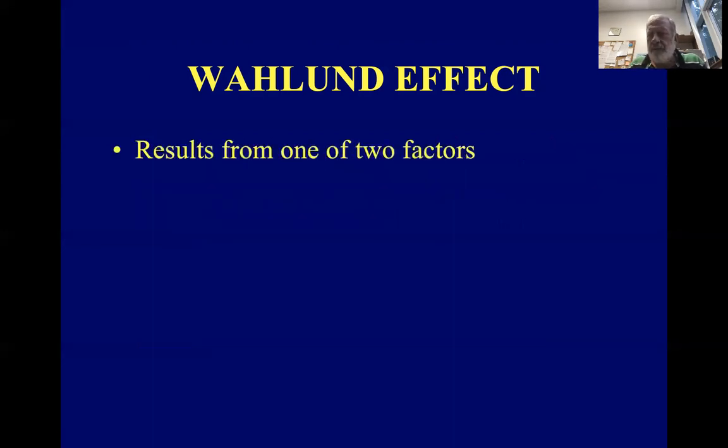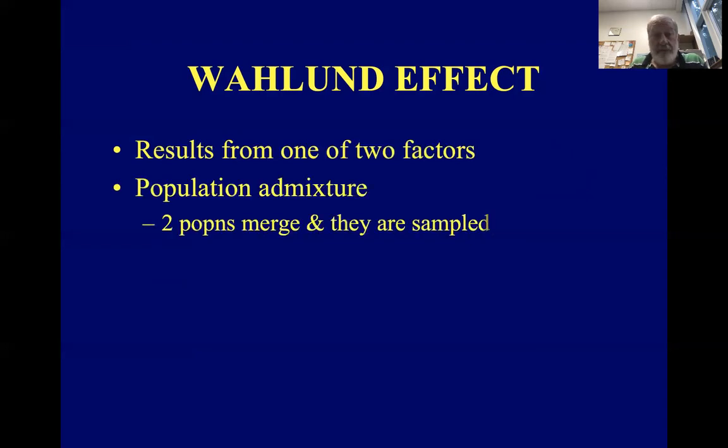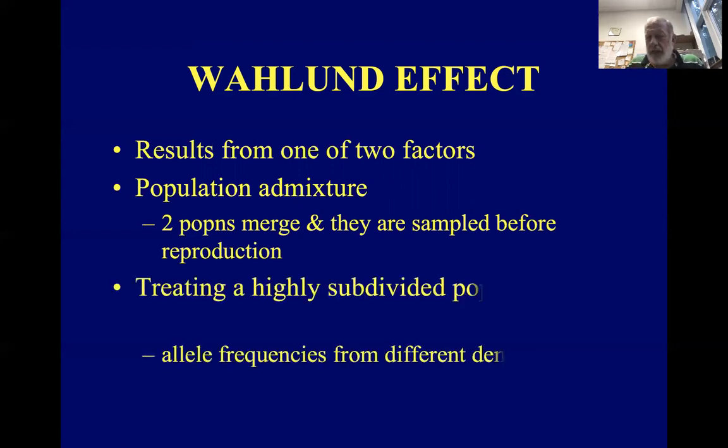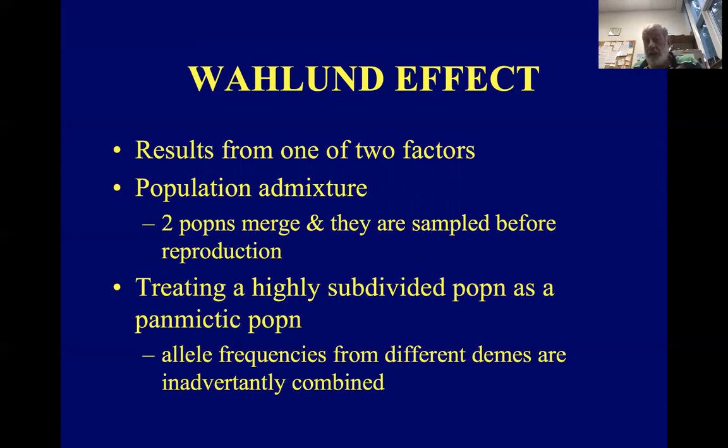So it really results from two factors: population admixture. If we sample a population and it was really two populations that just merged and we sampled them before they had a chance to undergo any random mating, we might see the Wahlund effect. Or secondly, if we take a highly subdivided population and treat it as if it doesn't have any subdivisions, so that's called a panmictic population, then we're combining individuals from different demes, and then we'll see the Wahlund effect as well. So the second one would be kind of like a mistake by the researcher, or just not knowing that your population is highly subdivided.